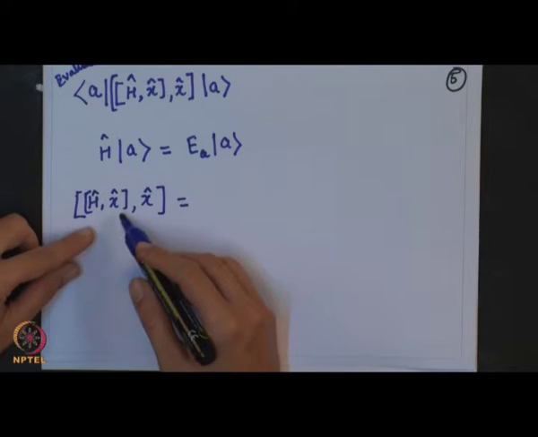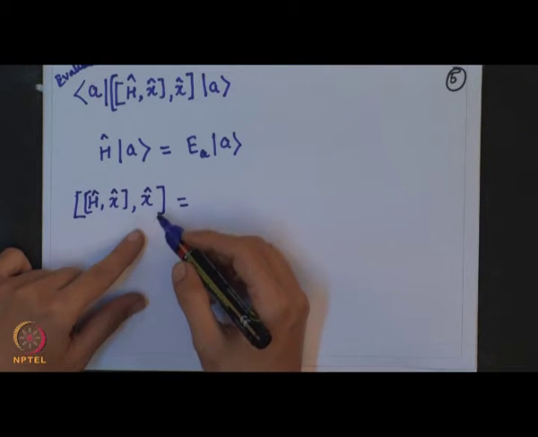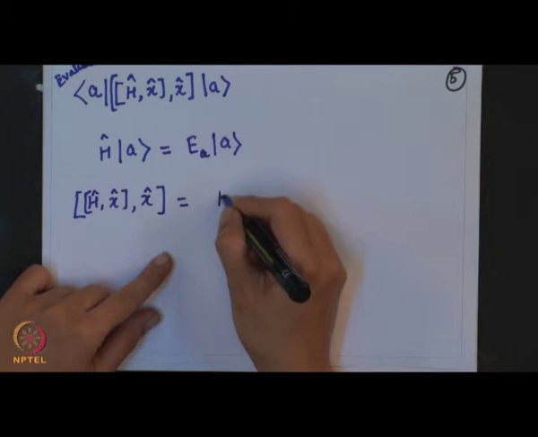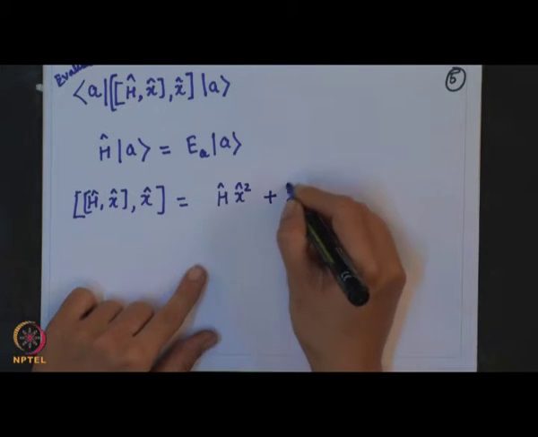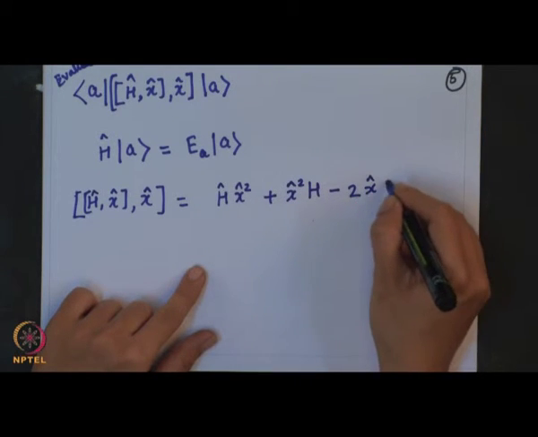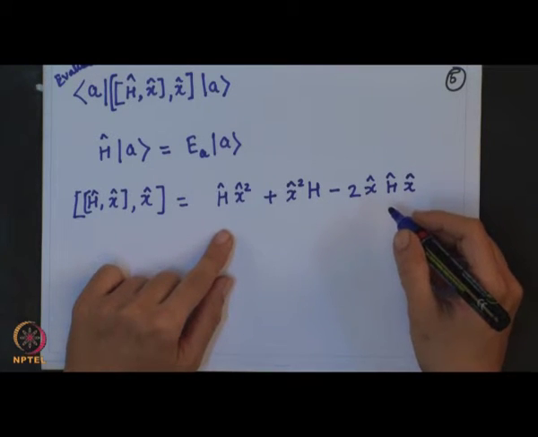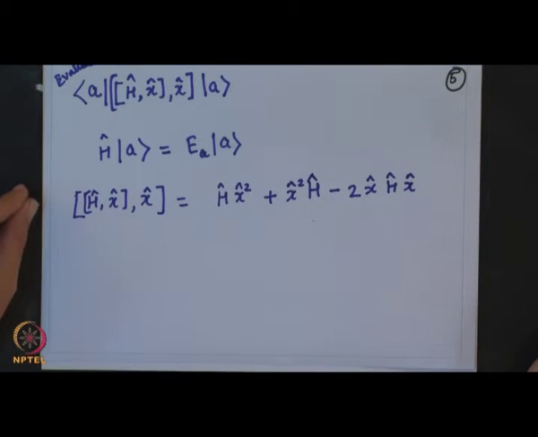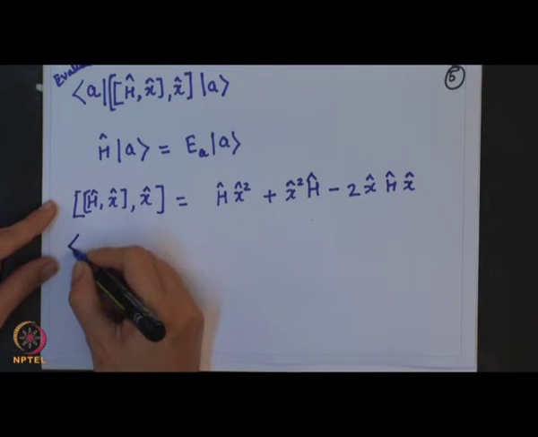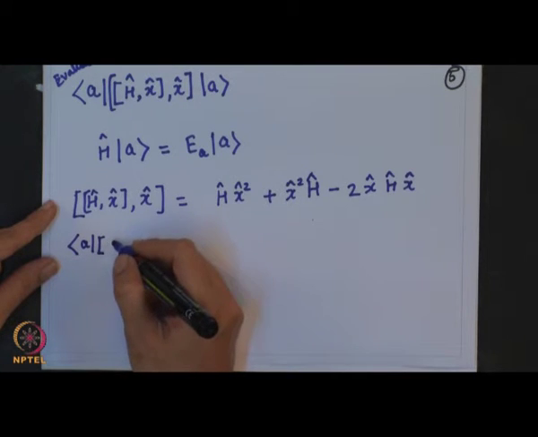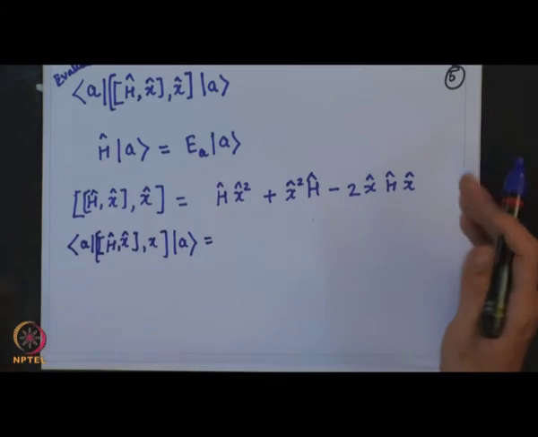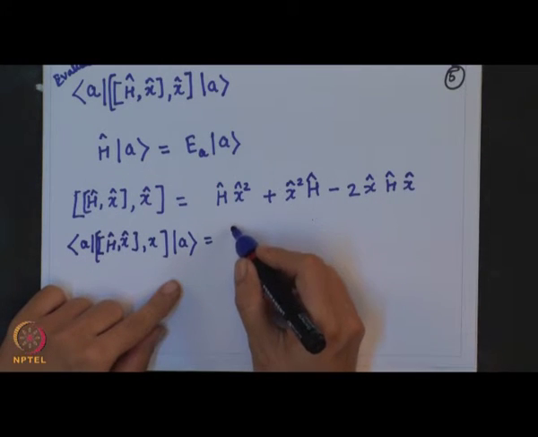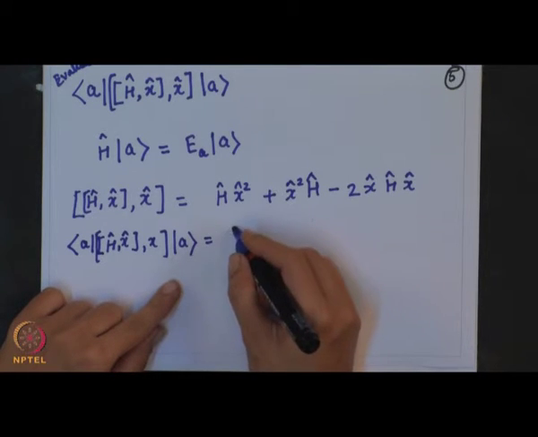So, let us take the commutator of H and x, commuted with the position operator x. It will be H x square. When you simplify this commutator bracket, you obtain this. It is one more step which I have skipped. So, you can simplify this in this manner. Now, you will take this operator and sandwich it between the eigenstates a. When I place this entire thing on the eigenket a, what I obtain is the first term would give me E_a.